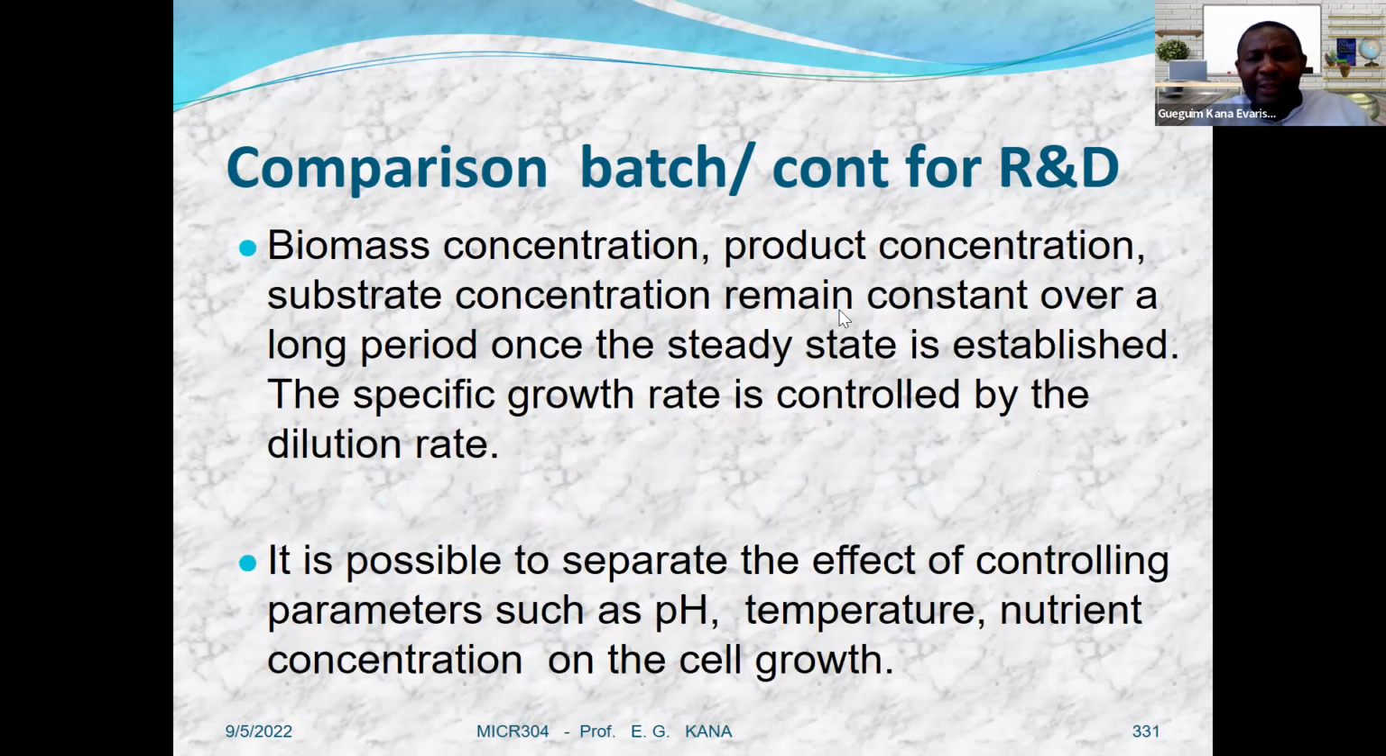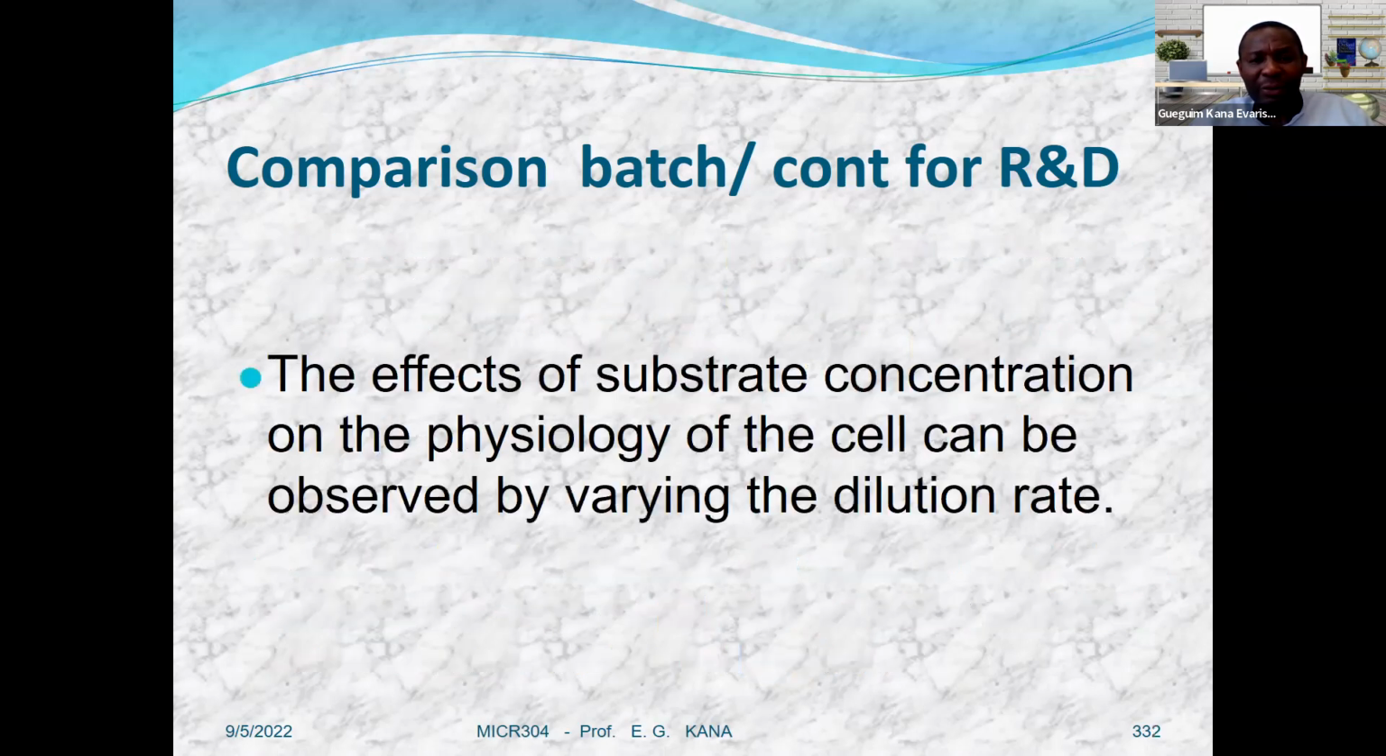And in the continuous system, you could actually play around with the dilution rate. You could see the effect of nutrient concentration, for example, on the cell physiology. And it's also possible to have an idea of the effect of other controlling parameters such as pH and temperature on the cell growth, right? You can easily have an idea of such impact on the cell growth.